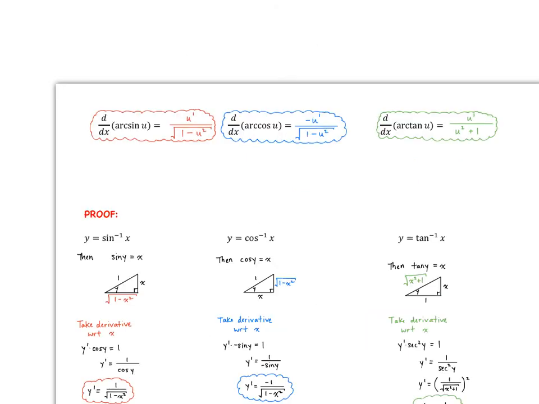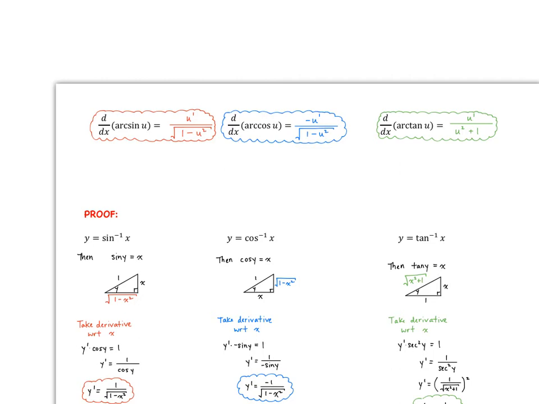Now we're going to talk about taking the derivative of these inverse trig functions. So first go ahead and get these 3 down. So the derivative of arc sine of u is equal to u prime over the square root of 1 minus u squared. All right, and then you can get down arc cosine and arc tangent as well. We're going to go through and prove that each of these actually is the derivative.